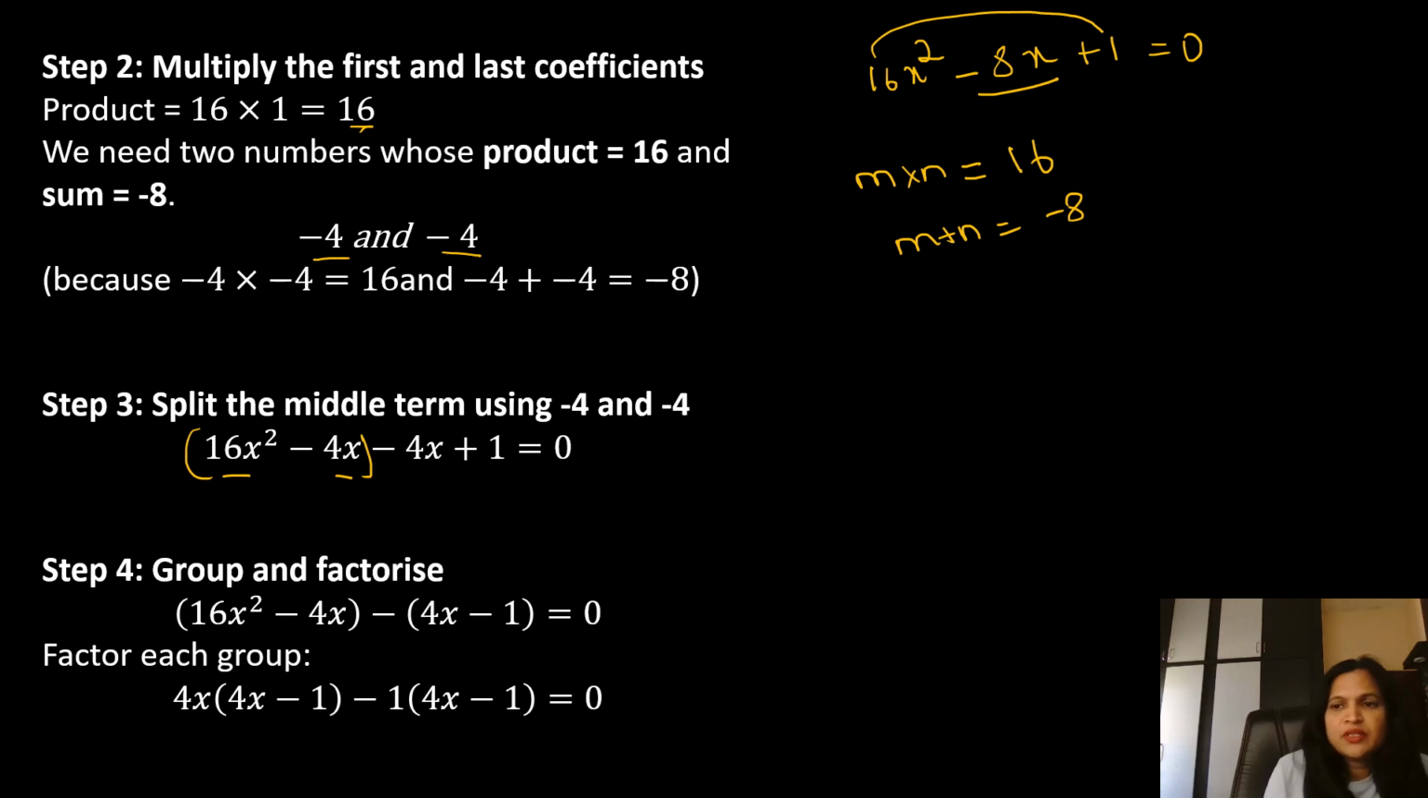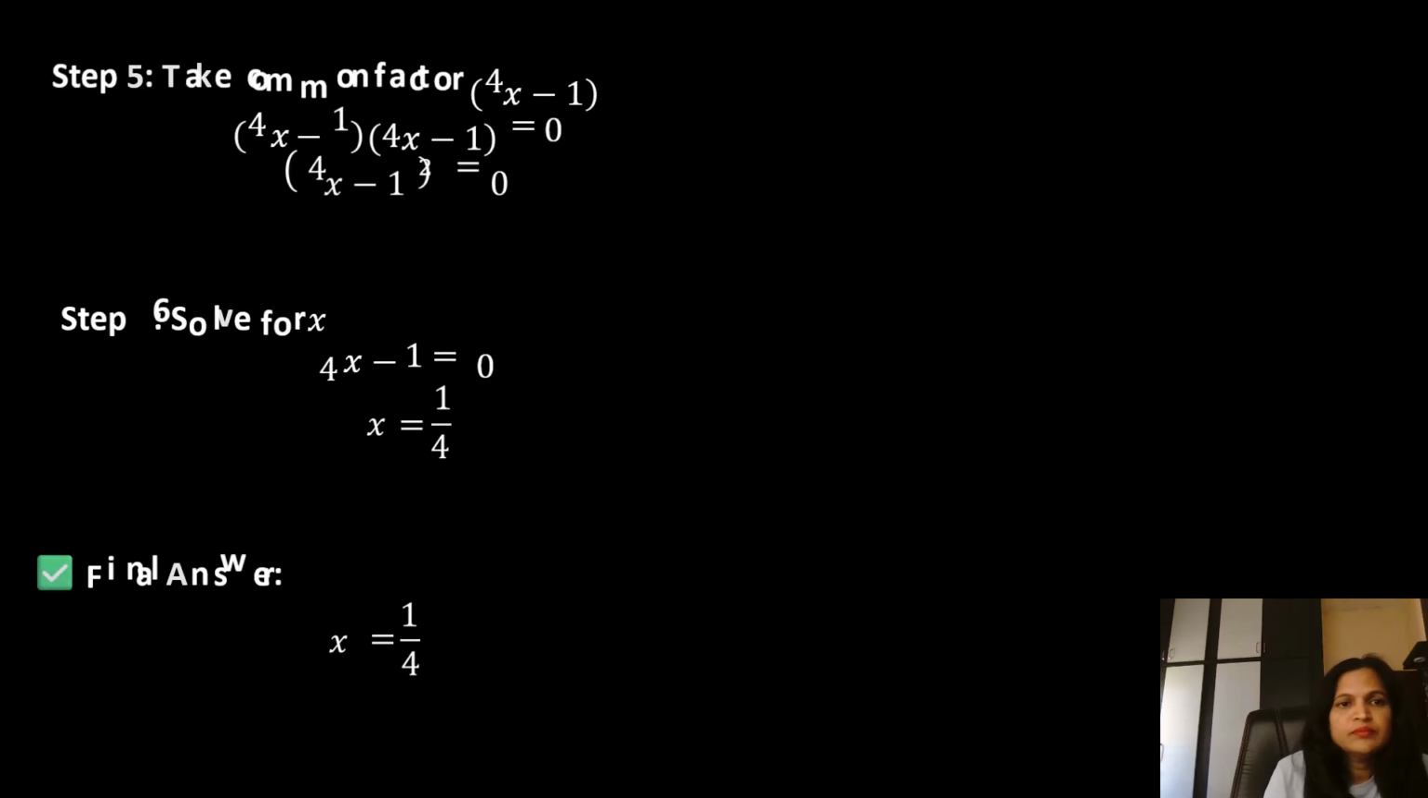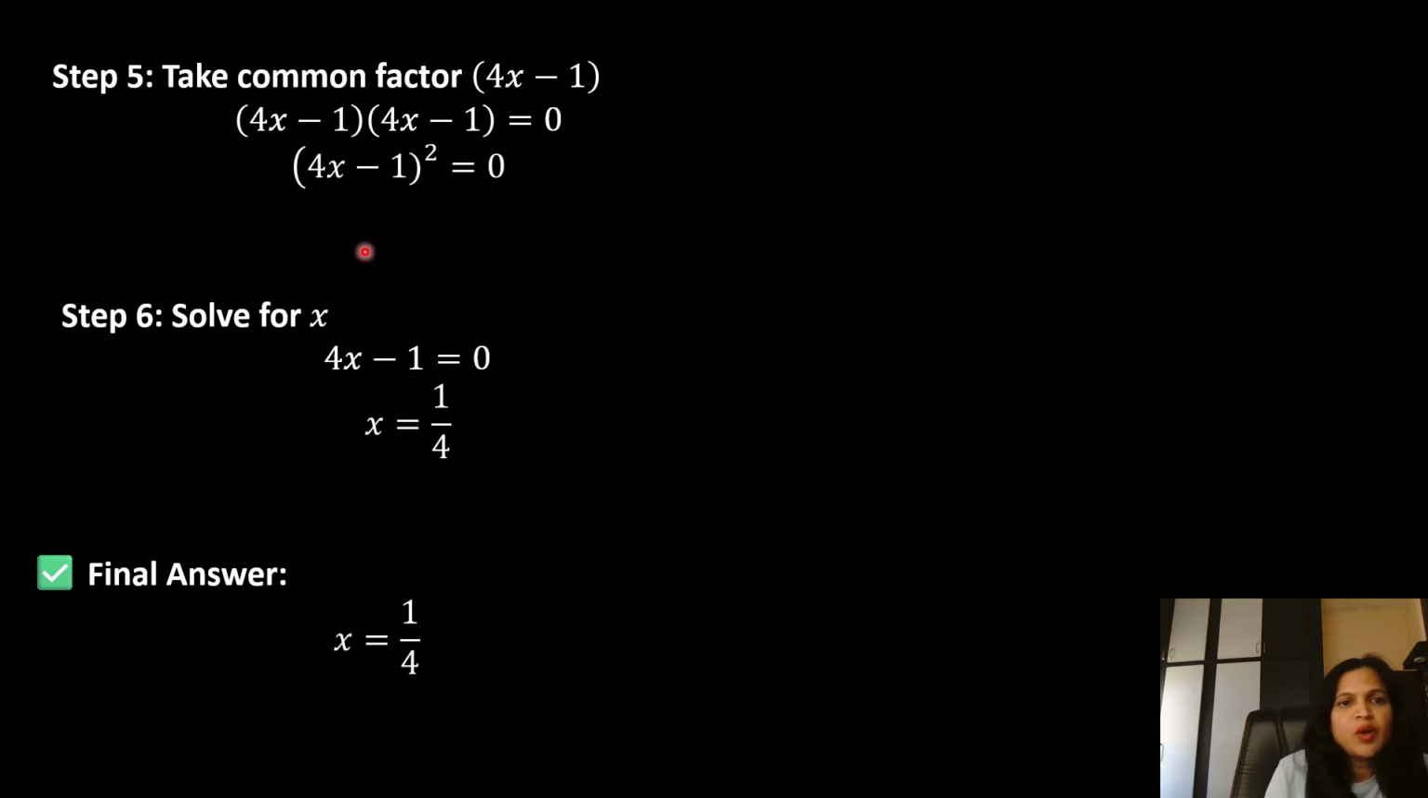Now after this, take the common factor, 4x minus 1 and 4x minus 1. You got 4x minus 1 whole square equal to 0. That means you are going to get only one answer. The roots of this quadratic equation, you are going to get only one value. Solve for x: 4x minus 1 equal to 0.